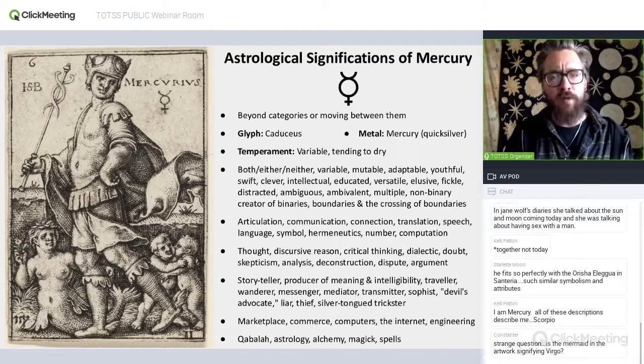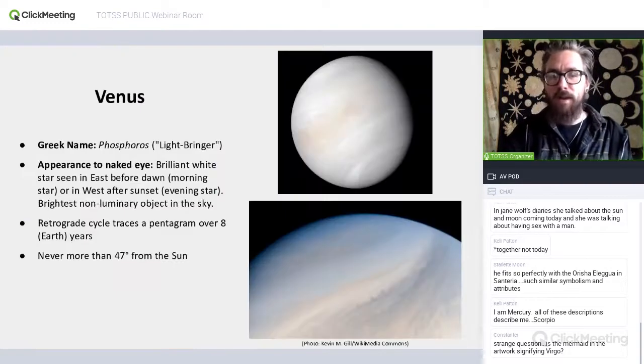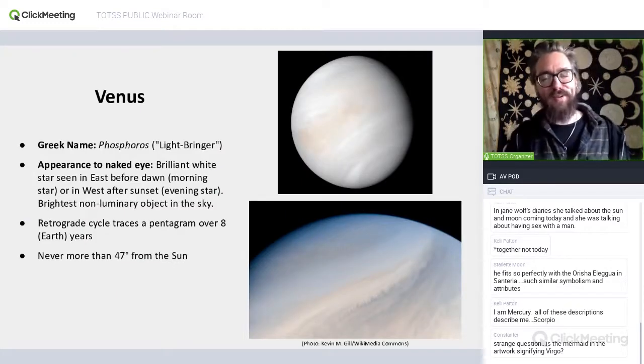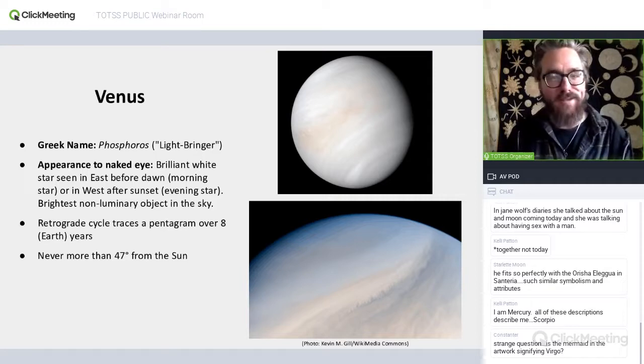And even some of the symbolism of Virgo actually seems to be almost the opposite of a lot of the traditional meanings of mermaids, about being enticing and sexual and luring sailors to their doom and all that sort of stuff. It doesn't really seem to fit Virgo very well. So yeah, I'm really curious about that too. Yeah, good eyes there. All right, next Venus.